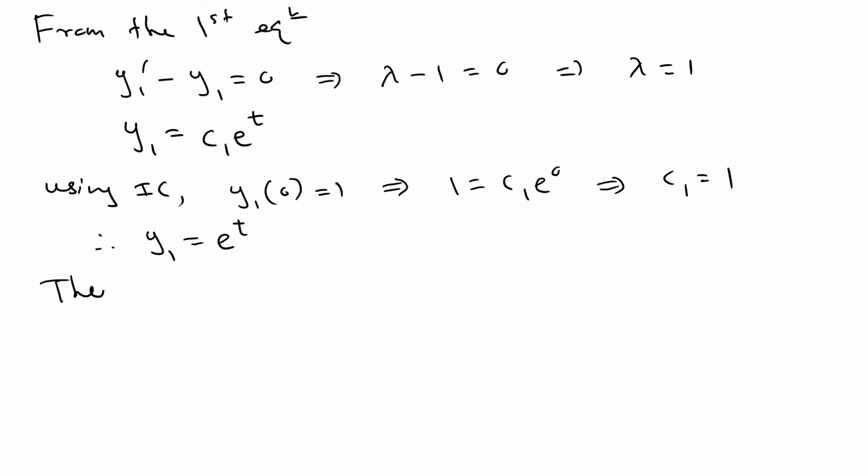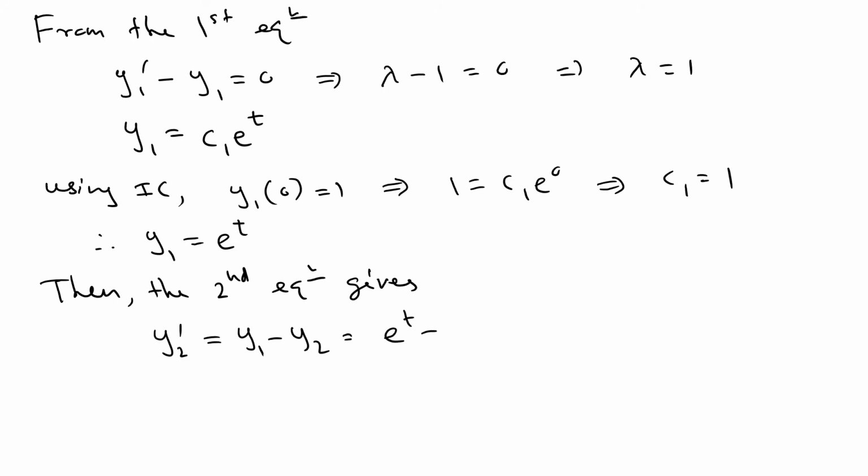Now what we can do is plug that into the second equation. The second equation gives y2 prime equal y1 minus y2, so y1 means e to the t that we have here, minus y2. Now we can bring everything to one side: y2 prime plus y2 equal e^t. So this is a simple first order linear equation. You can use integrating factors or undetermined coefficients for that. Integrating factor would be the easiest.